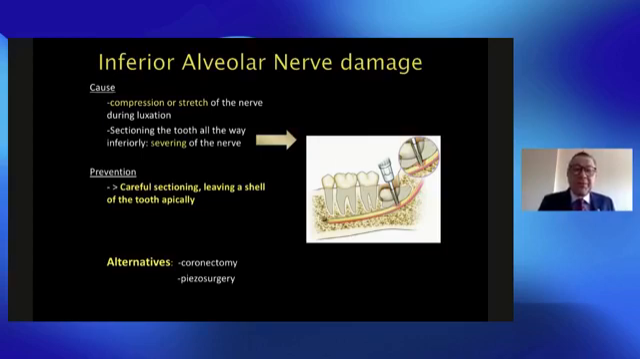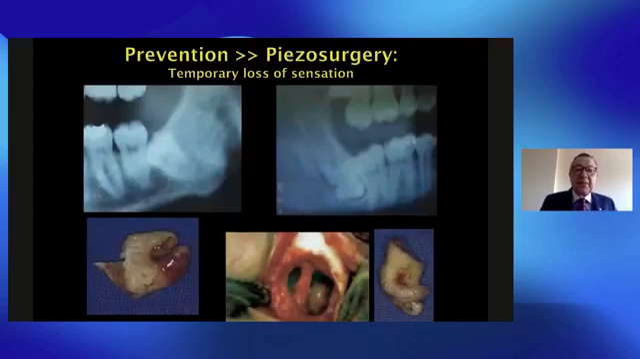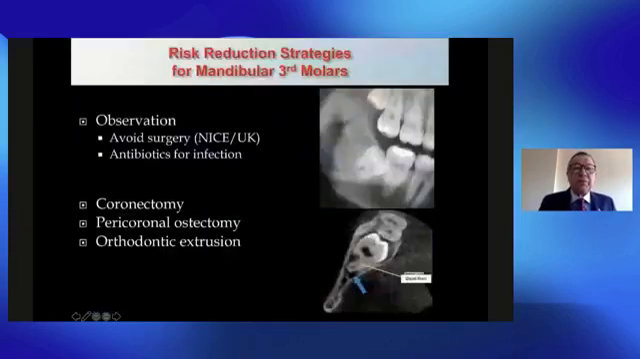If this is not possible, or we want to stay away from that, we should also think about alternatives like coronectomy or piezo surgery. Like in this case, by applying a different technique, we were able to recover this tooth all the way around the inferior alveolar nerve, but with the help of piezo surgery, this tooth could be removed.